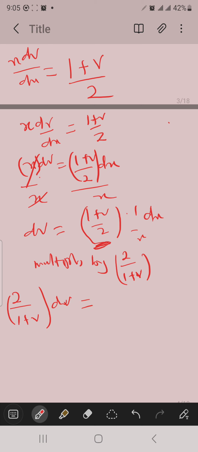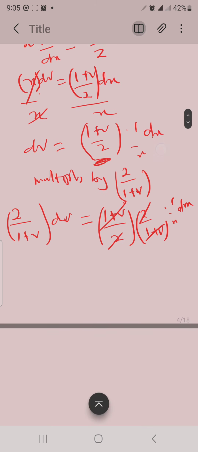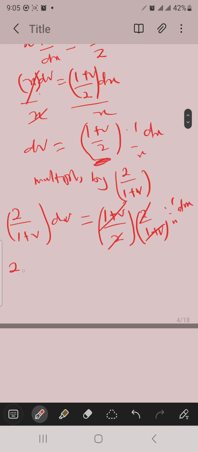dv equals, when I multiply this, 1 plus v over 2 multiplied by 2 over 1 plus v, multiplied by 1 over x dx. So this one will cancel this. This one will cancel this. That's what I want to do. The reason why I wanted to do this is that I want to show you, so in case we are doing another question, I will not do all this again. This one now remains 1 over x dx.